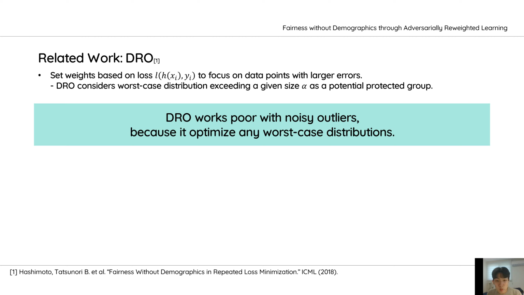And there is similar work with this paper named DRO, which aims to debias the model without protected group demographics. They set weight based on loss to focus on data points with larger errors. However, emphasizing high loss data points makes poor performance with noisy outliers because it can easily overfit to outliers, which have high loss.